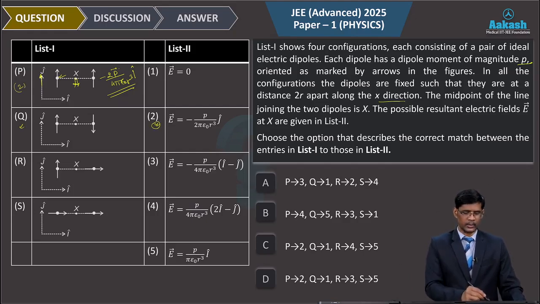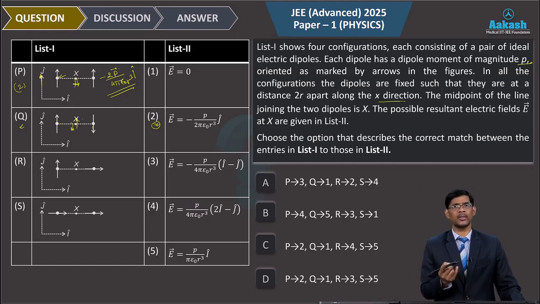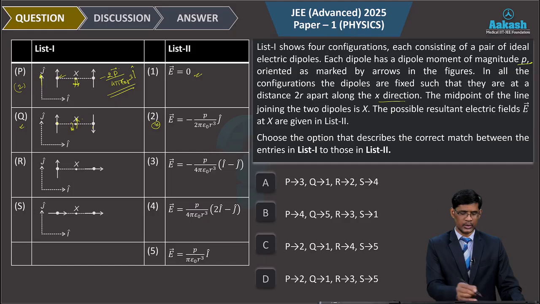For this situation, the electric field contribution by this dipole will be in downward direction, and for this one it will be in upward direction. Since both of these two magnitudes are same, so effective electric field will simply be 0. It will be matching with 1.